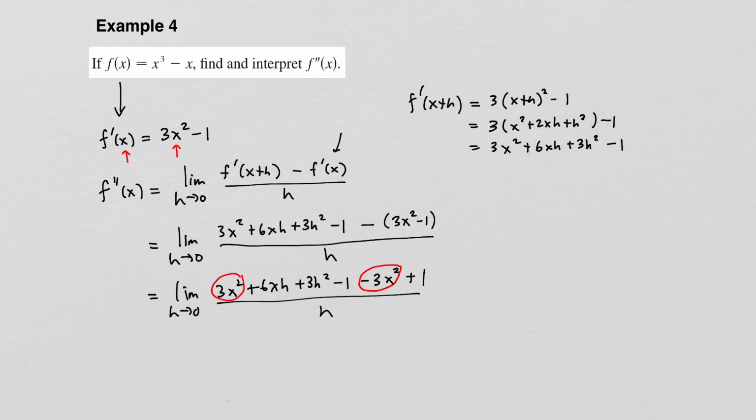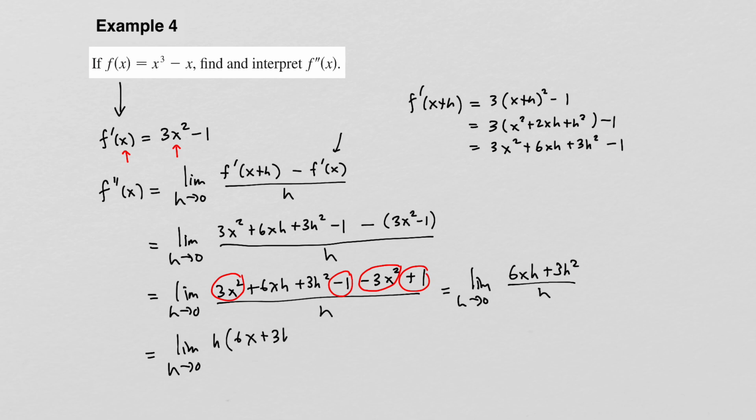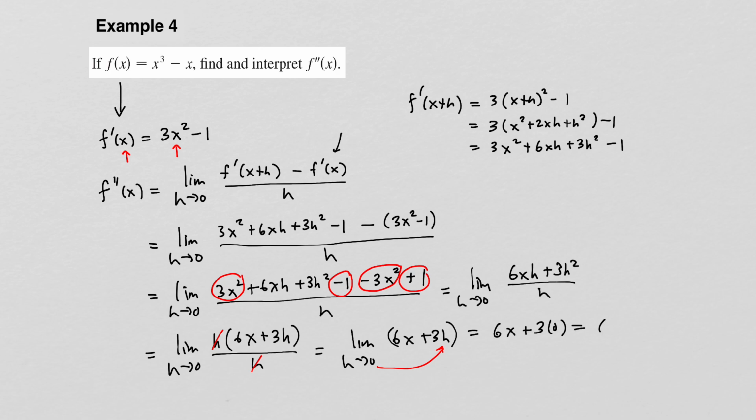So these terms cancel, these terms cancel, and what we have left over is the limit of 6xh plus 3h squared all divided by h. And now we can factor out an h in the numerator. And this is the very important step where we cancel the h. And this becomes the limit as h goes to 0 of 6x plus 3h. And finally, we can plug 0 in here, which of course gives us 6x plus 3 times 0, which is 6x.